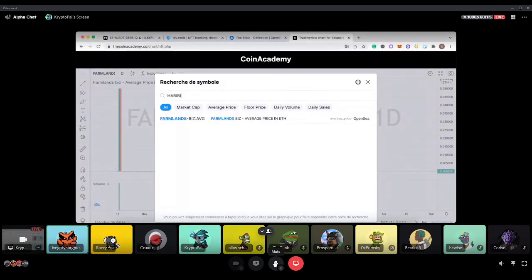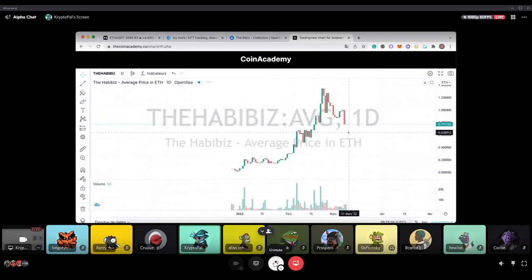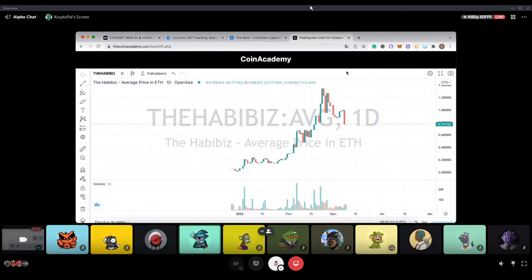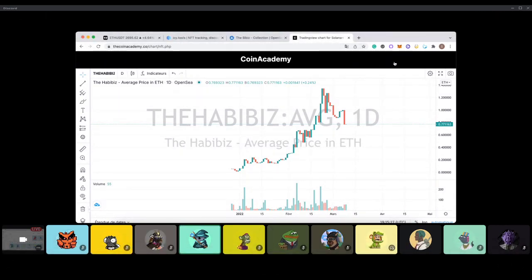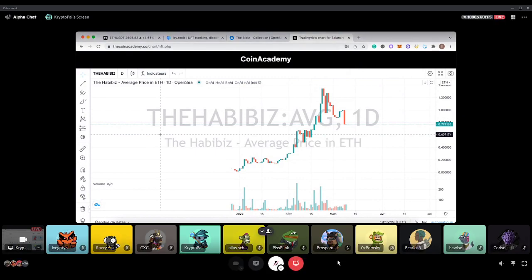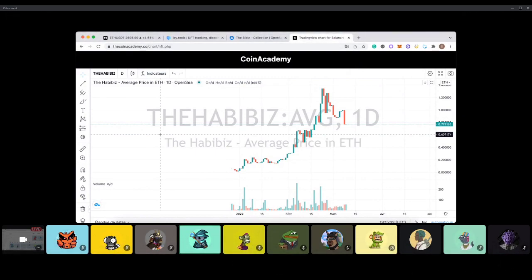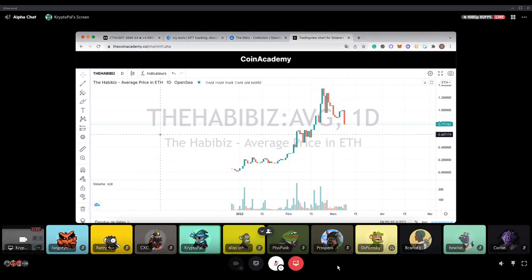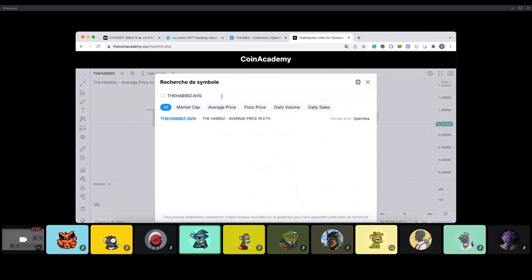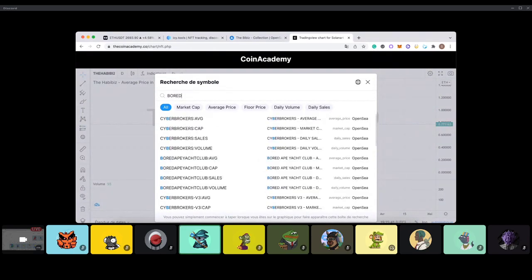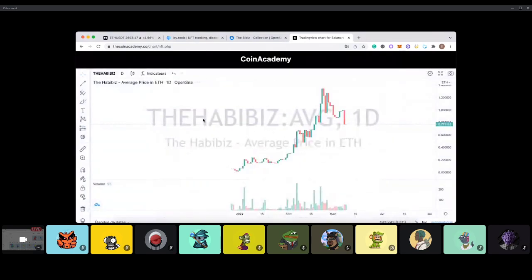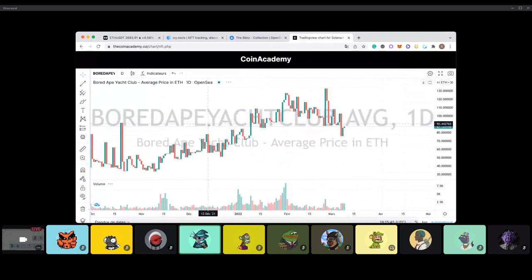Okay, if you didn't see, this is the chart for Habibis that I was speaking about. So this tool doesn't give you volume, doesn't give you what is trending or sniping. This is just purely to look at a project as a chart. Let's look at Bored Ape Yacht Club to look at its chart.